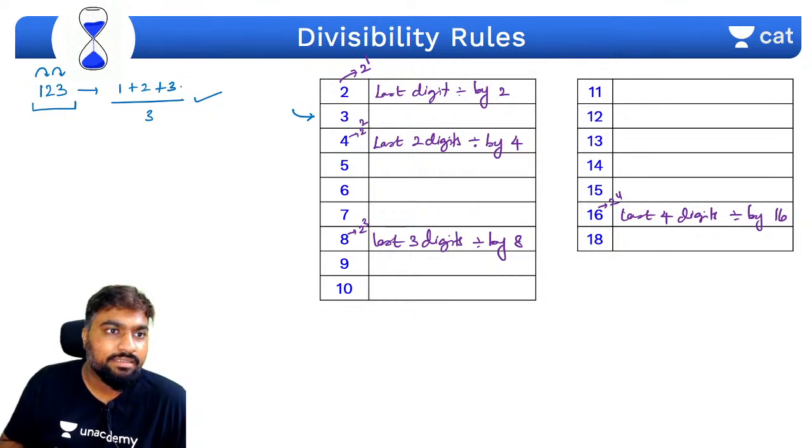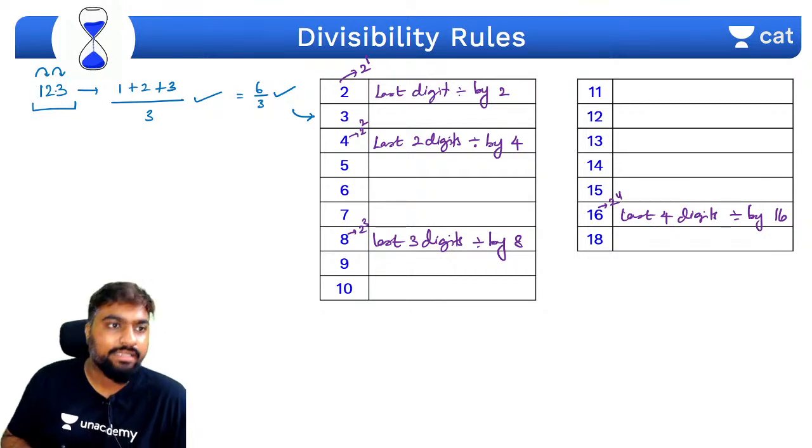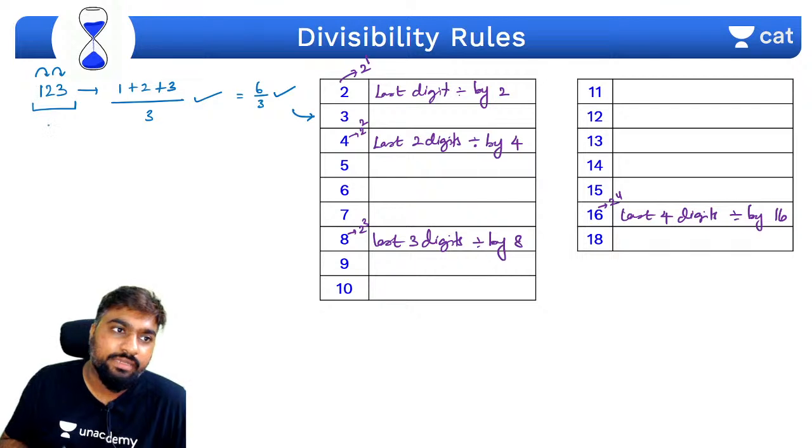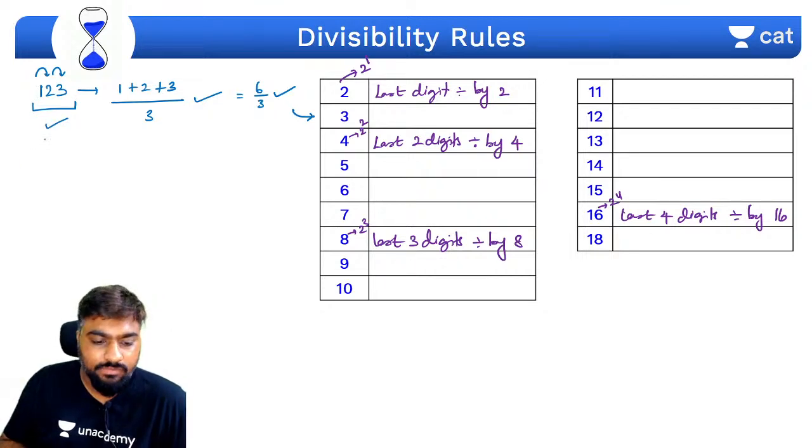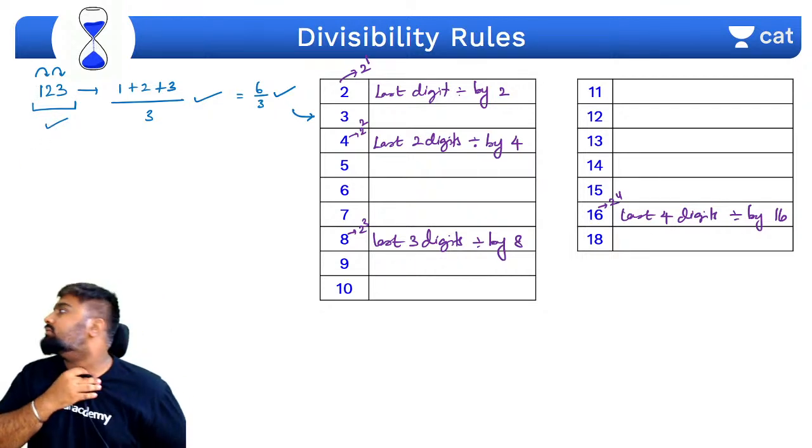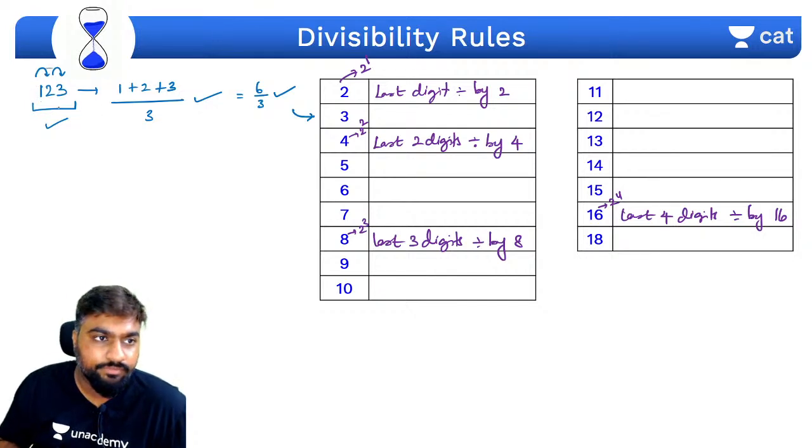So what do we get here? 3 plus 3, 6. Is 6 divisible by 3? Yes, it is. So 123 will also be divisible by 3. Are you getting this? 123 will also be divisible by 3. Yes. Understood?